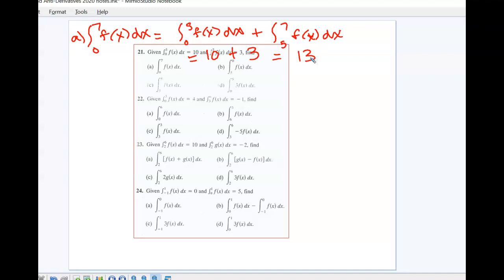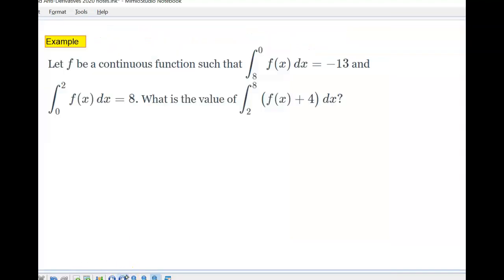Okay, I'm going to leave the rest of these questions for you to try in your assignment, but that's the first one. And again, just look at your properties and you should be able to apply your way through those. Okay, our next example says we have a continuous function such that the integral from 8 to 0 of f of x dx is negative 13, and the integral from 0 to 2 of f of x dx is equal to 8. What is the integral from 2 to 8 of f of x plus 4?